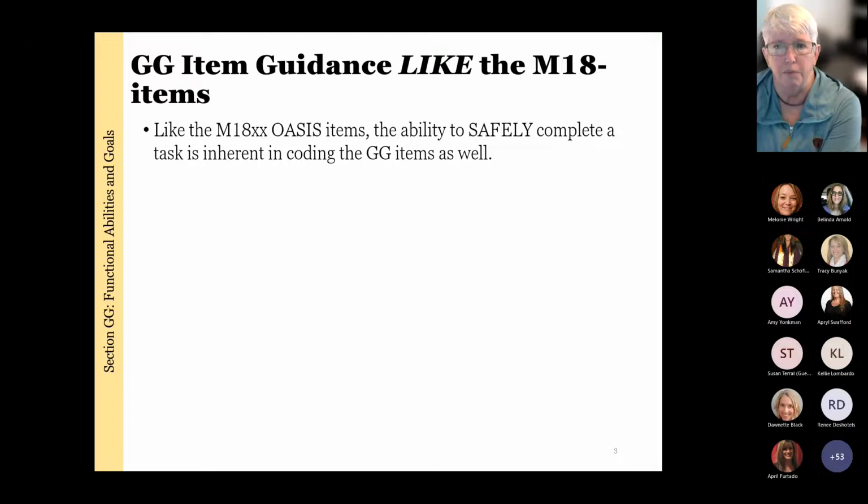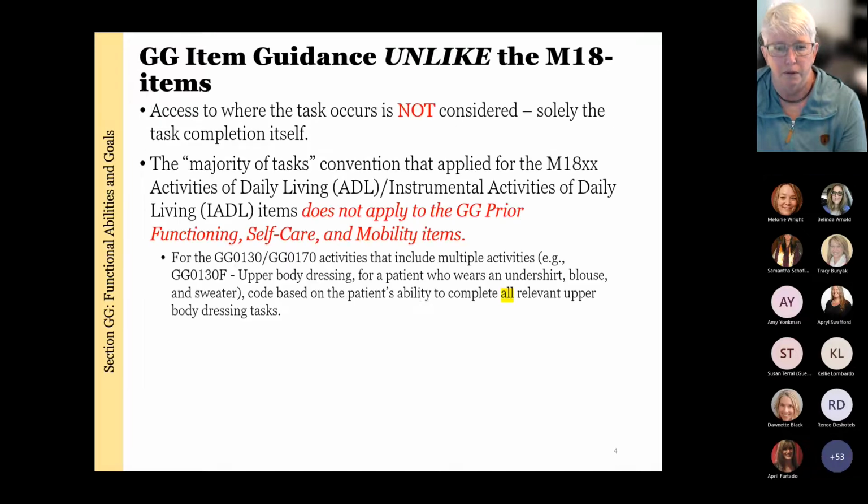So similar to the M18 items, what is inherent in all the GG items is safely. The task has to be safely completed by the patient. What's different is that we don't care in the GG items where the task occurs or how the patient got to where the task occurred. Doesn't matter. All that matters is once you are there, can the patient do the task safely? And how much of it can they do? What's the percentage of assistance needed? Whatever that might be. But we don't care how they got there.